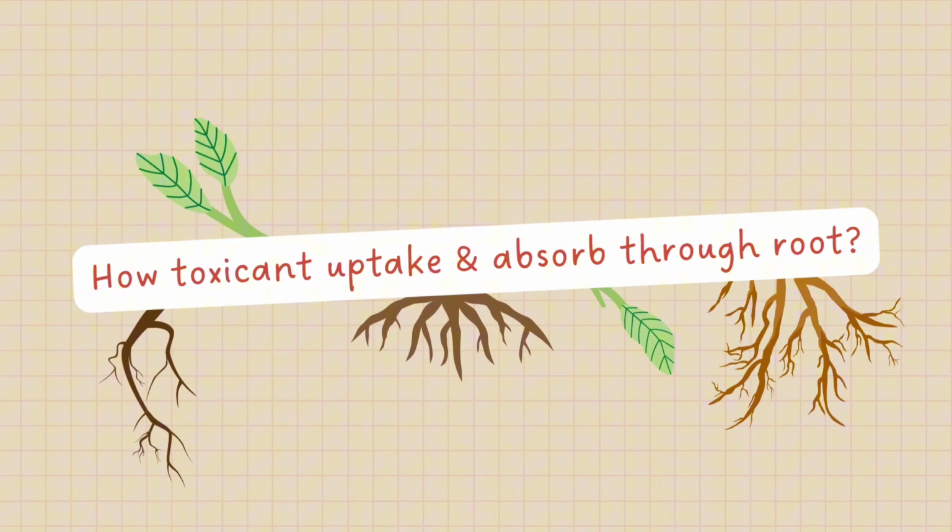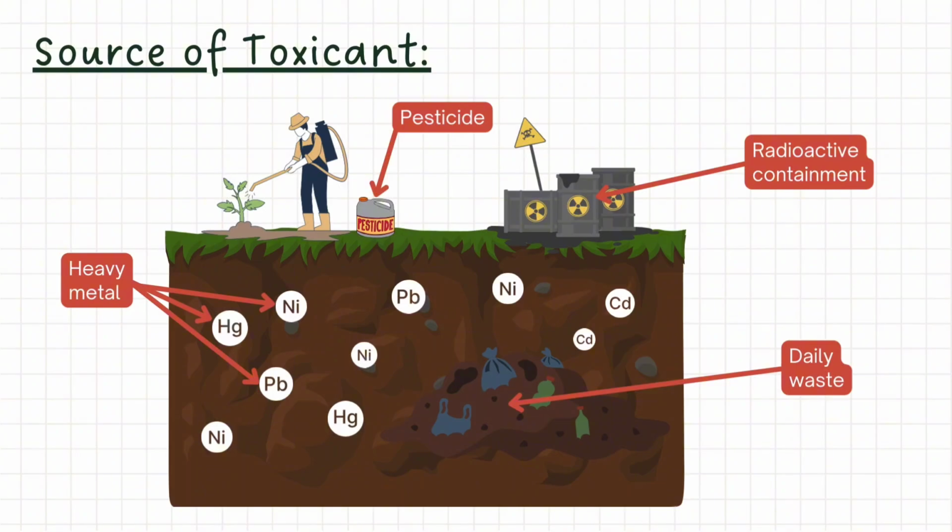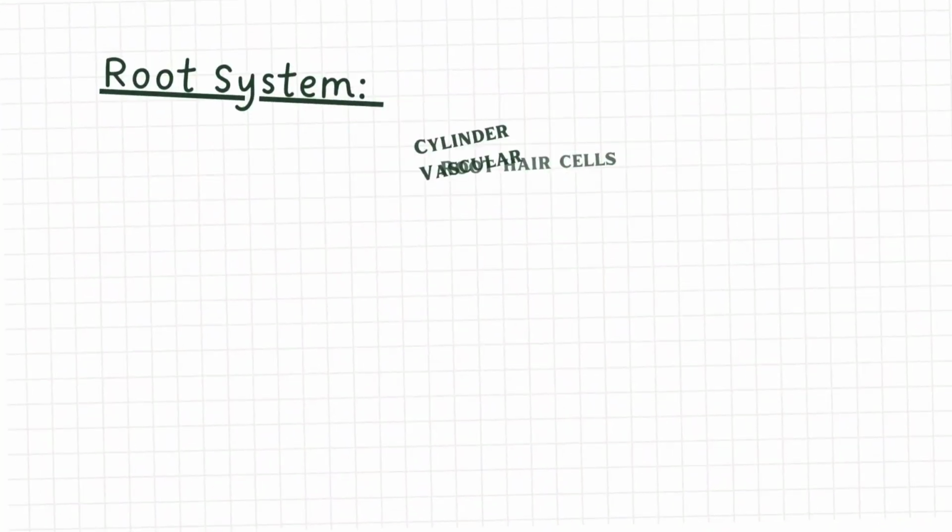Hello everybody, my name is Rohit. Today I'm going to talk about how toxins are taken up and absorbed through the root. The source of toxicant: there are four sources of toxicant that affect our ecosystem. Firstly is heavy metal, for example mercury. Secondly is pesticide. Third is radioactive contaminant, for example radium. Fourthly is daily waste, for example plastic.